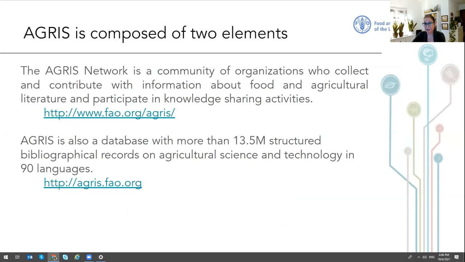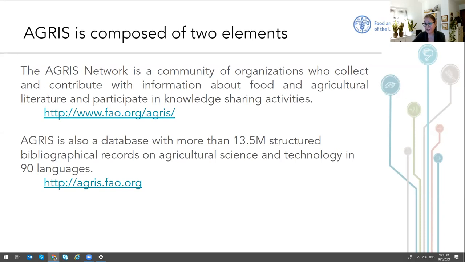It's important to remark that we have two different elements in Agris that have been revamped in a way during the last 2 years. One is the Agris Network, which is a community of organizations who collect and contribute information about food and agriculture literature, and also they are, as part of a community of practice, participating in the knowledge sharing activities. You can look for more information at this website, fao.org/agris. But then, as a result of the Agris network, what we have is what is called the Agris database.